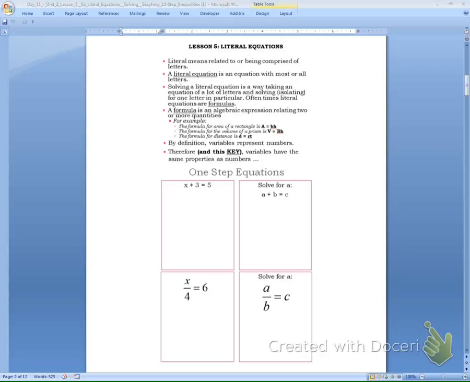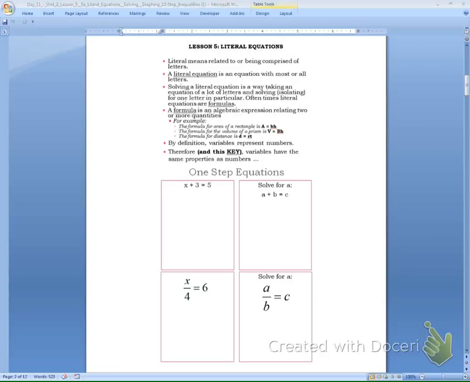By definition, a variable represents a number. Therefore, and this is key, the variables have the same properties as numbers. So I'm going to demonstrate a couple of examples of how to solve a literal equation. By doing so, I'm going to compare it to equations that you're used to or familiar with. So let's take a look at the first example.